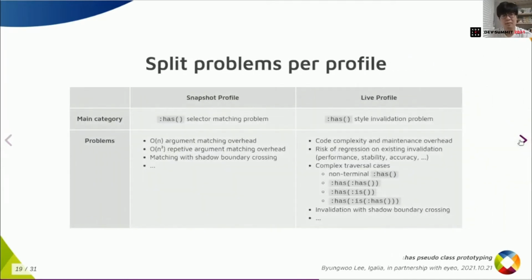And we separated problems into two categories per CSS profiles. The problems related to has selector matching were categorized as problems in the snapshot profile. And the problems related to has style invalidation were categorized as problems in the live profile.